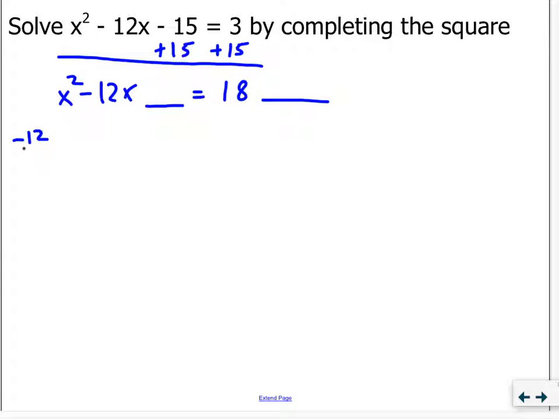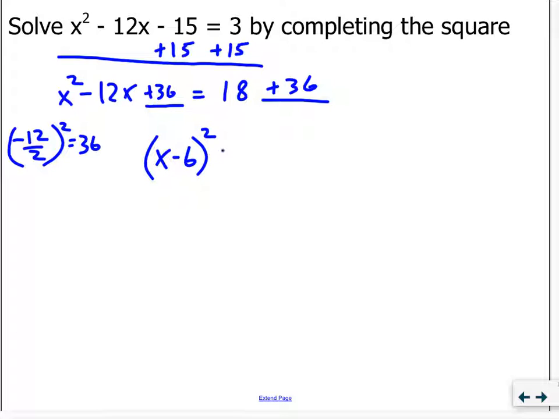Let's see, how about completing that square? Negative 12 over 2 squared is 36. So let's put a plus 36 in there, a plus 36 here. Good, it's not a 27 anymore. I'm sick of simplifying radical 27. So I get the square of x minus 6. 18 plus 36 is 54. Love this. Square root and then move it. Take the square root of both sides. I get x minus 6 equals plus or minus.